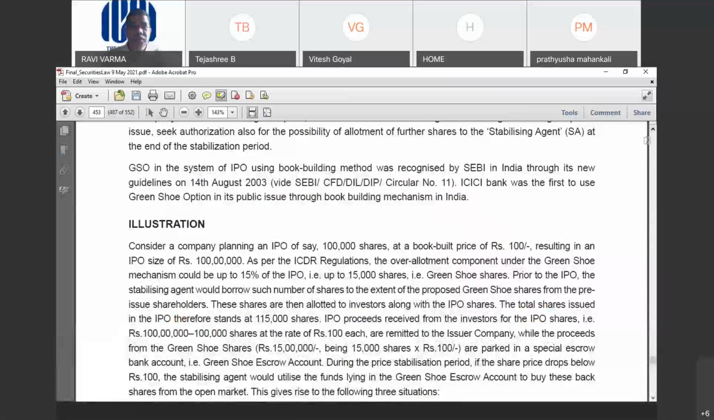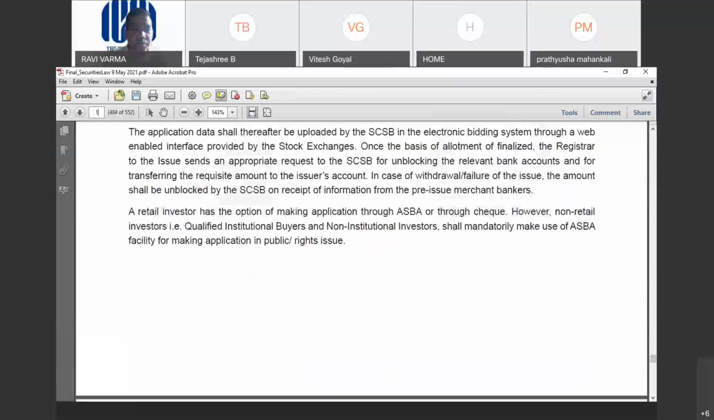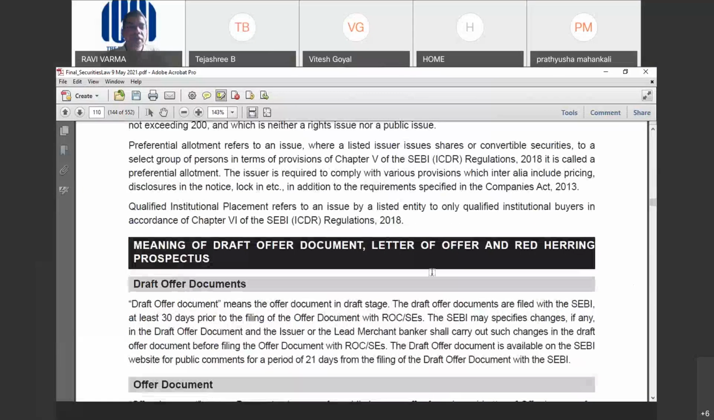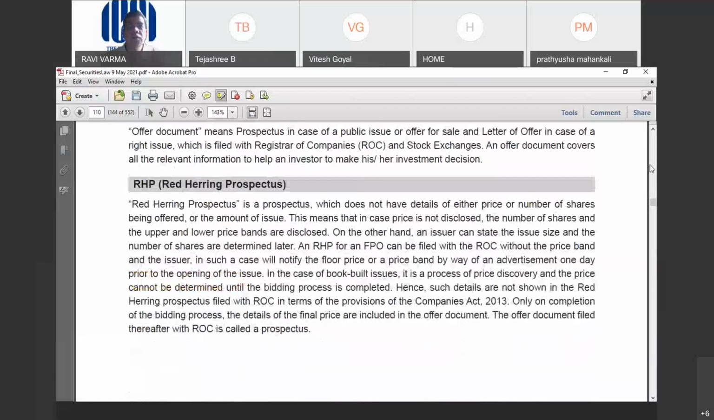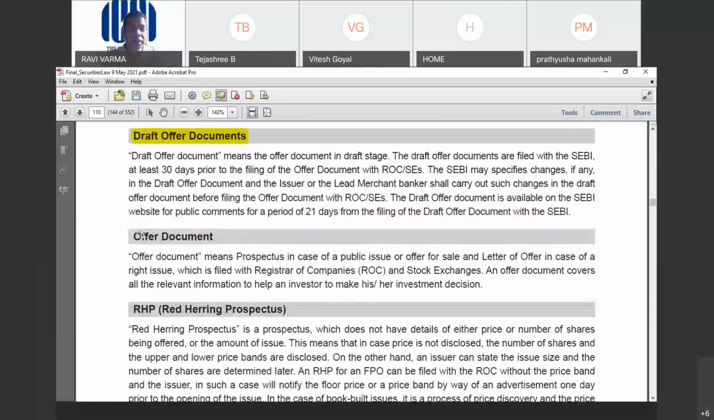Now, coming to the page number 110. If you come to this chapter, draft of our documents, we have done offer documents. And see, offer document, as I said, in fact, the letter of offer in case of right issue or offer for sale, they all are considered as an offer document. Red herring is the one which doesn't have the details relating to the price. So, sir, we have done this.